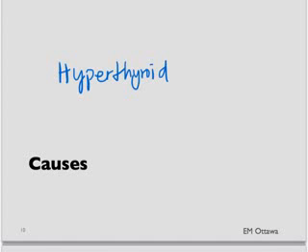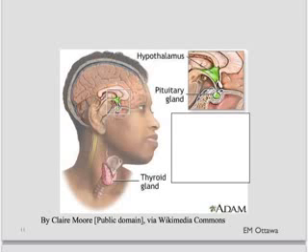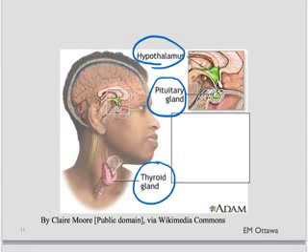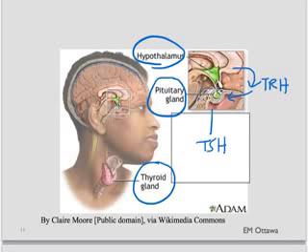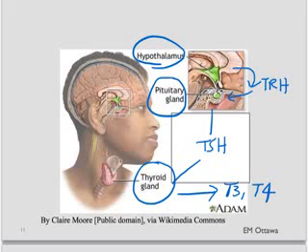What are the causes of thyroid storm? Thyroid storm usually needs a pre-existing hyperthyroid state plus a trigger. First, let's look at the hyperthyroid state. If we look at the hypothalamus, pituitary gland, thyroid gland axis, the hypothalamus secretes thyrotropin-releasing hormone into the pituitary gland, causing it to release thyroid-stimulating hormone. That thyroid-stimulating hormone causes the thyroid gland to secrete T3 and T4. Those are the thyroid hormones.